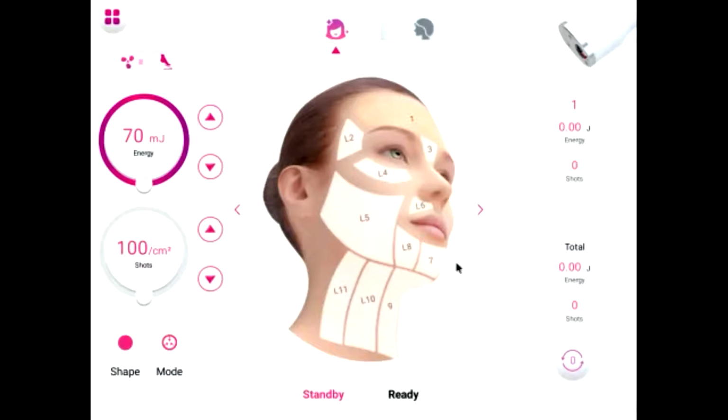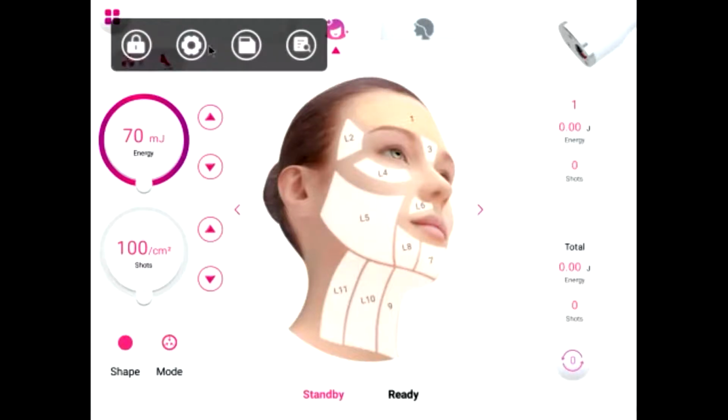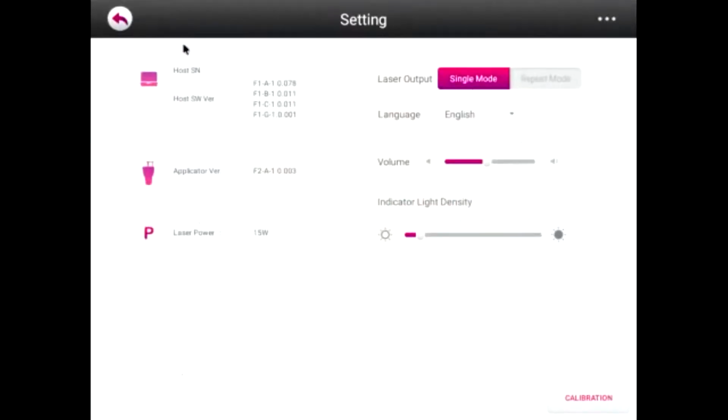Another important parameter is in the setting mode. You can choose the single mode and the repeat mode. The single mode means it will stop automatically once you shoot. And the repeat mode means if you keep stepping on the foot switch, it will keep shooting.